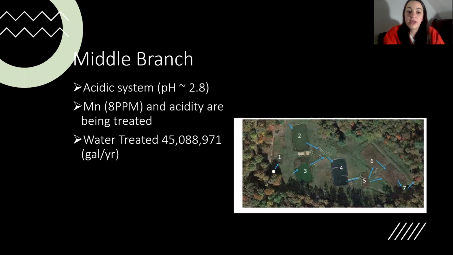So the system we're going to be looking at in particular is Middle Branch. It's an acidic system, and its primary constituent is manganese, meaning this system treats manganese and acid. And it's pretty successful at doing that. If you look in the picture below, the white dot represents where the contaminated water is going to start flowing in. The blue arrows represent the flow of the water through each of the ponds until it reaches pond 7, where the last arrow represents it flowing into the nearby creek or lake. And this water is now contaminant-free, and the system has done its job.